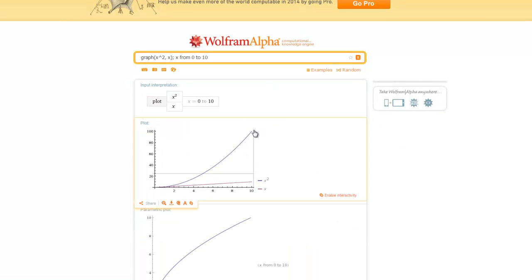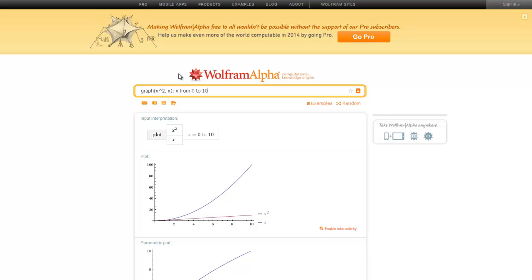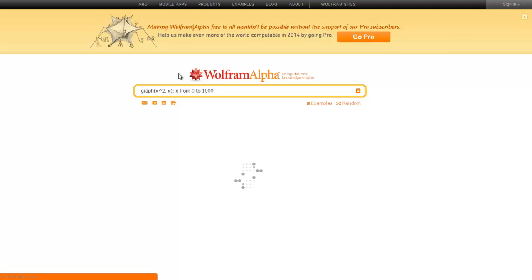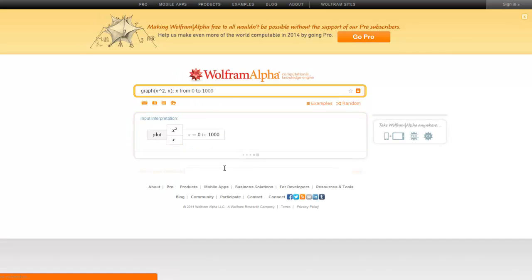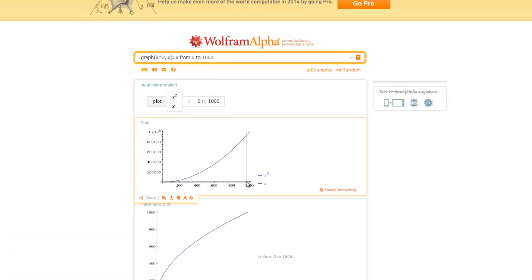And we can see the blue line is x squared, and the red line is x. X squared is pretty noticeably larger, and it's definitely growing at a faster pace than x. So maybe we want to verify if x squared is really larger when it gets gigantic. So we can just make that a larger value. And we'll see that we can't even see x anymore because x squared just grows so quickly.